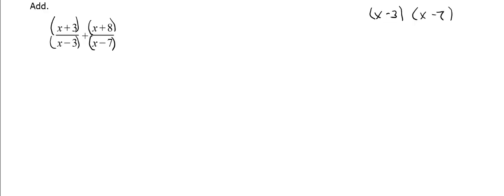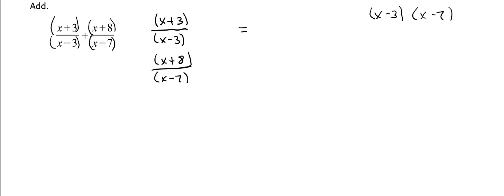So remember, in establishing a common denominator, we use all factors the most times that it occurs in a single factorization. So our common denominator is x minus 3 times x minus 7. So I'm going to rewrite my problem vertically because it's just easier for me to work. So I have x plus 3 over x minus 3 plus x plus 8 over x minus 7. So we've established our common denominator, so we rewrite it to the right of the equal sign. So our common denominator is x minus 3 times x minus 7.